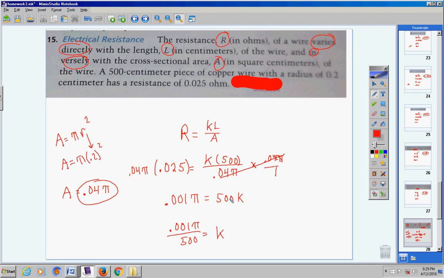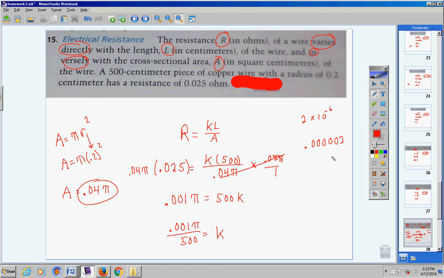Alright, so 0.001 divided by 500 is going to give you scientific notation. I believe it should say 2e to the negative 6. And that just simply means 2 times 10 to the negative 6. So move your decimal 6 places to the left and you'll get 0.0000002.